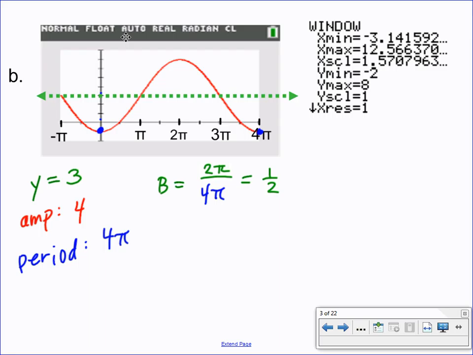If this takes 4 pi units to complete a full cycle, and my normal parent function takes 2 pi units, this one takes twice as long to complete a full cycle. It must be spinning half as quickly. So that makes sense. Let's put it all together and see what we have.